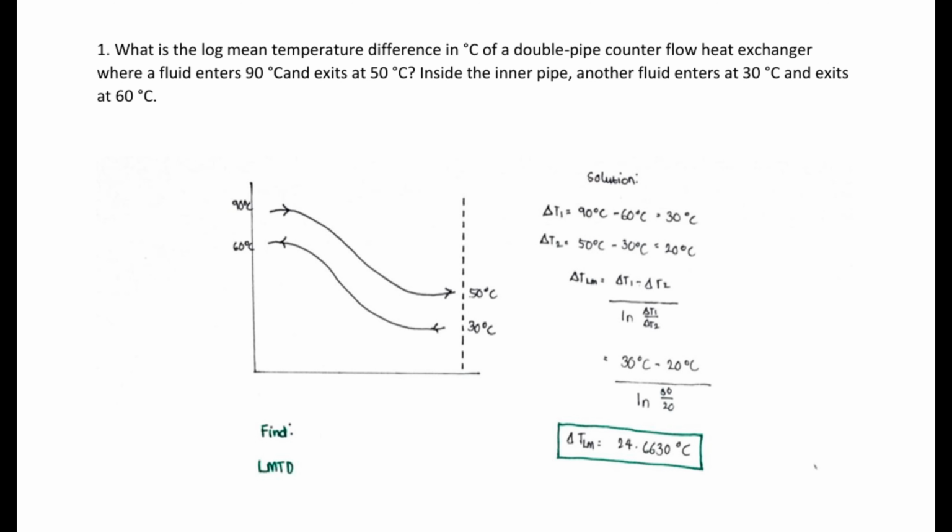After makuha yung temperature difference, gagamitin lang natin siya sa formula, which is yung temperature difference 1 minus temperature difference 2 all over ln temperature difference 1 all over temperature difference 2. So 30 degrees Celsius minus 20 degrees Celsius all over ln 30 over 20, we will get 24.663 degrees Celsius.